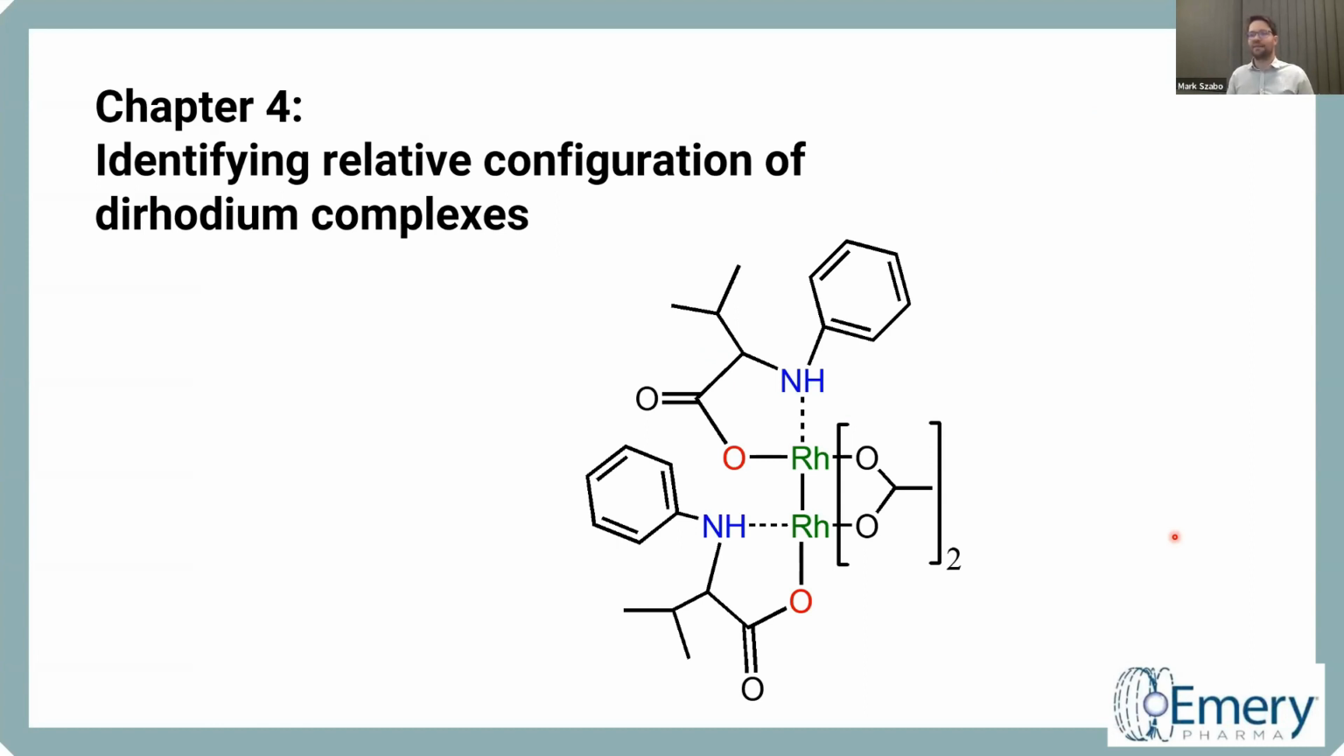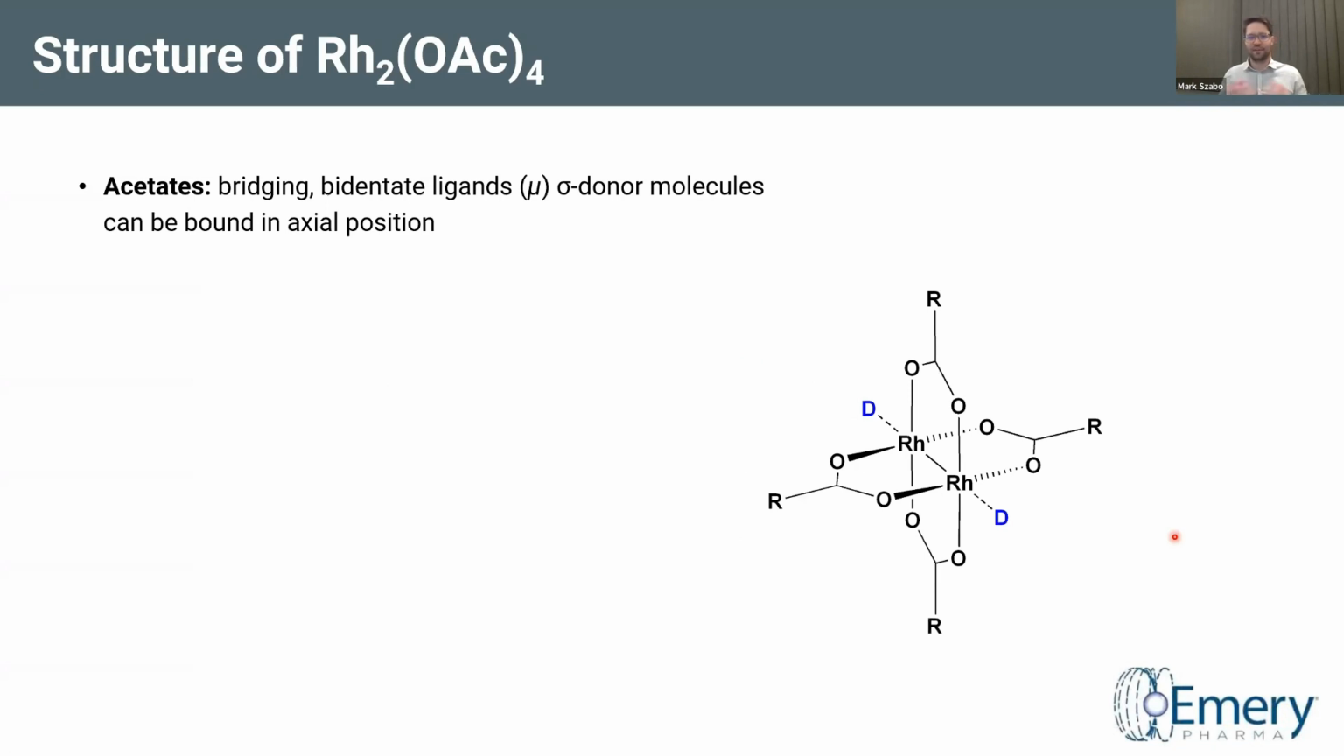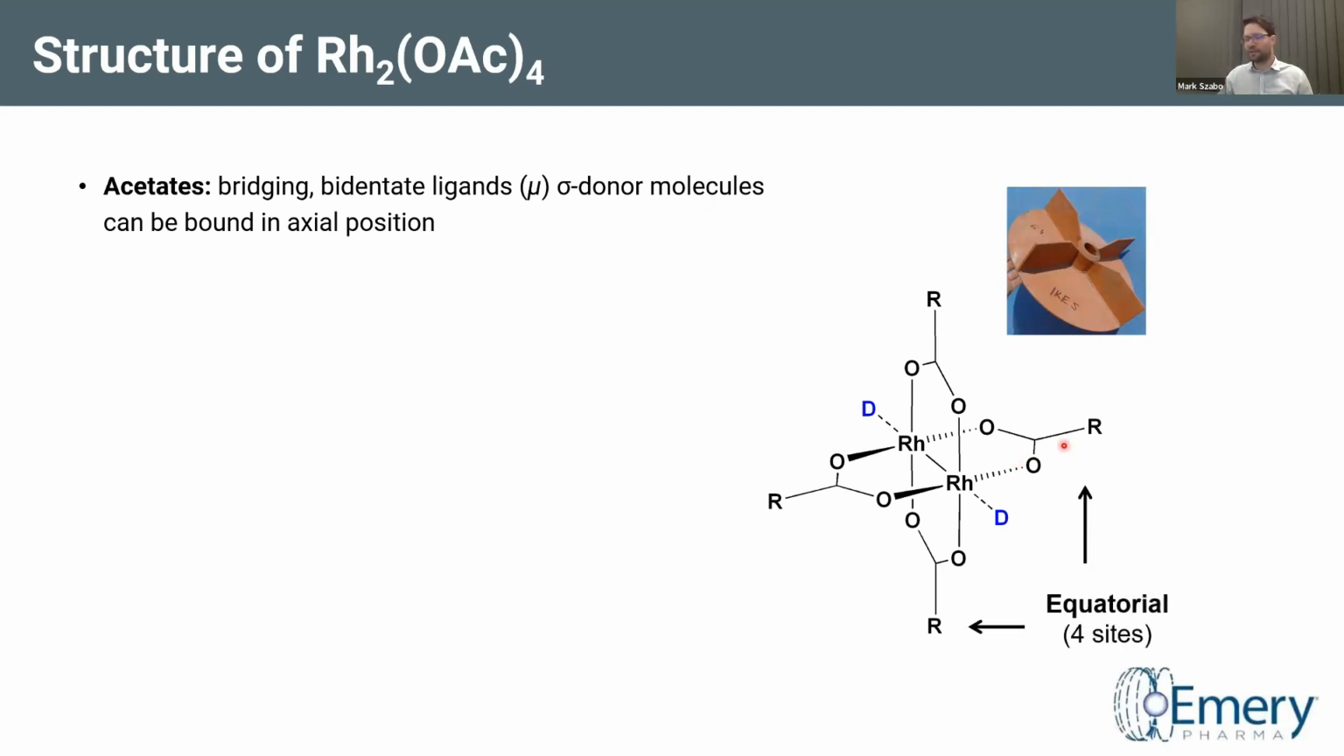namely the identification of the relative configuration of certain dirhodium complexes. And again, I start with an introduction to the topic. I'm going to start with dirhodium tetraacetate. You can see the structure of this molecule here. It has this so-called paddle wheel structure, and there are 4 so-called equatorial sites. Here you can see these acetate ligands, which are bridging bidentate ligands, so they are creating a bridge.